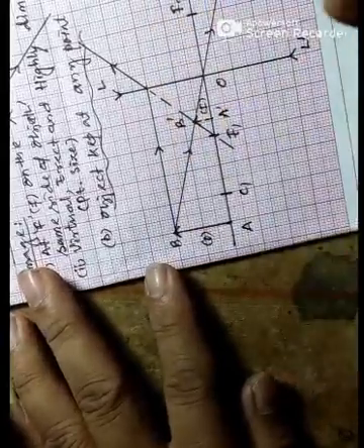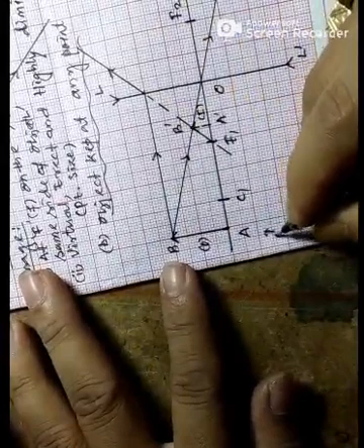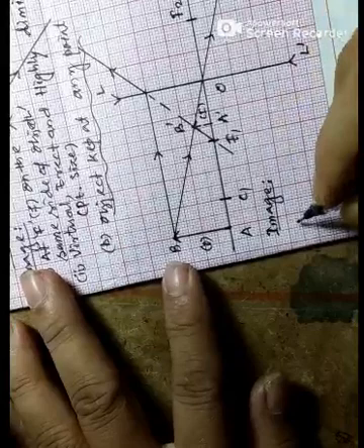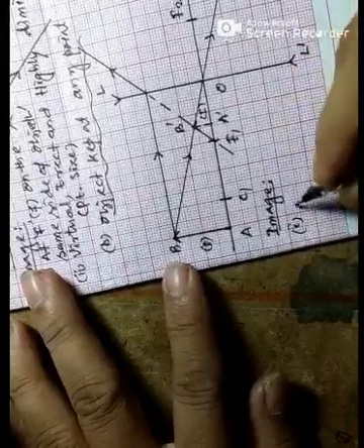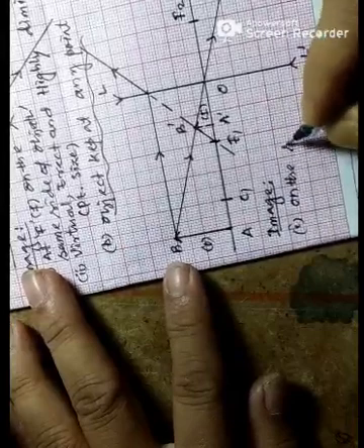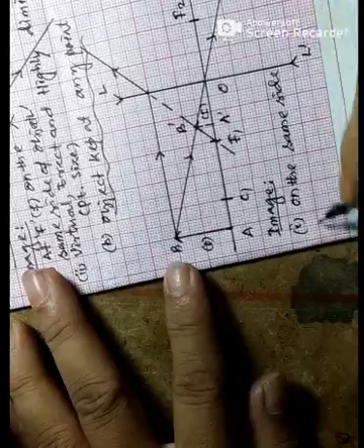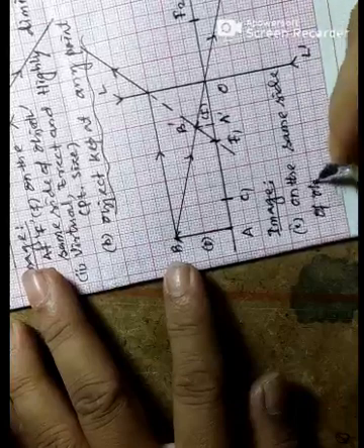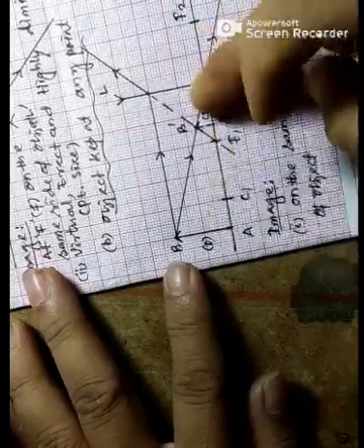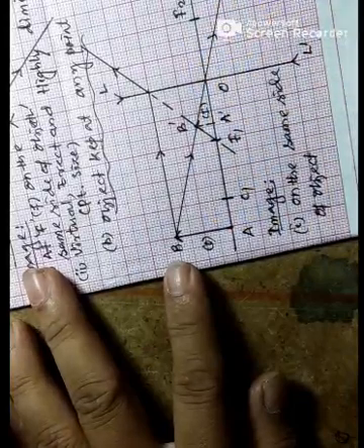So whatever the position may be, here the image will form. So you have to write about the image: it will form on the same side of the object. It may form between F, or sometimes beyond F also it can form, but it will form on the same side of the object.